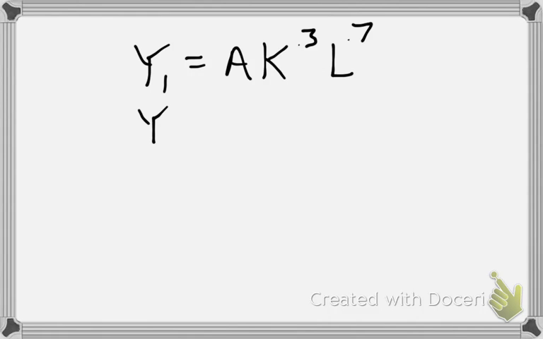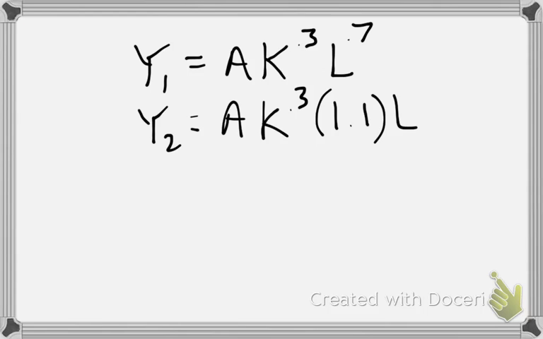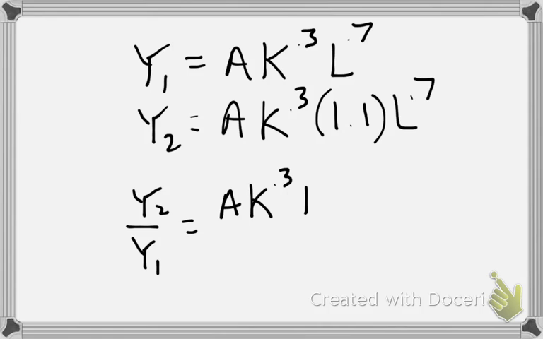So we have our original output, we can call it Y1, equal to, and often in the production function, Cobb-Douglas will have the technology parameter A, so it's A times K to the 0.3 times L to the 0.7, and Y2 is A times K to the 0.3 times 1.1 times L to the 0.7. Now we're interested in Y2 over Y1, and that gives us basically the percent change in output. In other words, how much does Y2 increase compared with Y1? And if we do that, we have K to the 0.3, 1.1 to the 0.7, L to the 0.7.